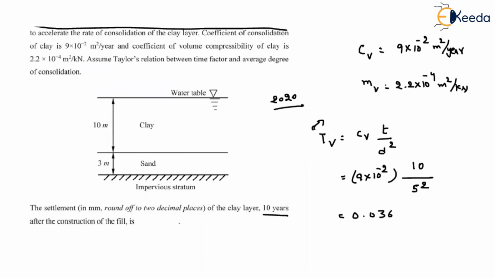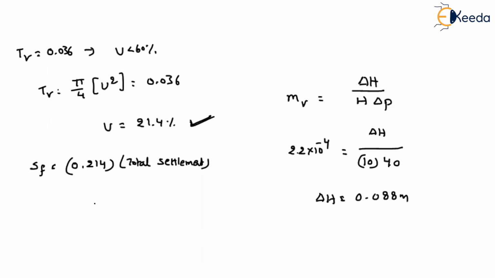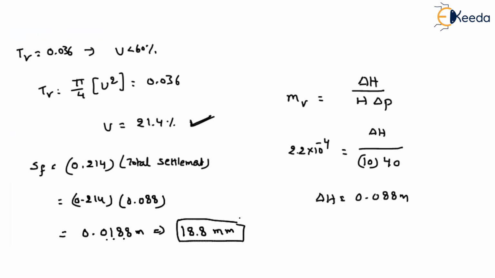Now what is the question they're asking? They're asking for the settlement of the clay layer 10 years after the construction of the fill. In which unit are they asking? In mm. So let us find out. What is the settlement? 0.214 into the total settlement 0.088. If you multiply this, you will get around 0.0188 meters. Let us convert this into millimeters. So the settlement that will happen is 18.8 mm. So this is the answer.